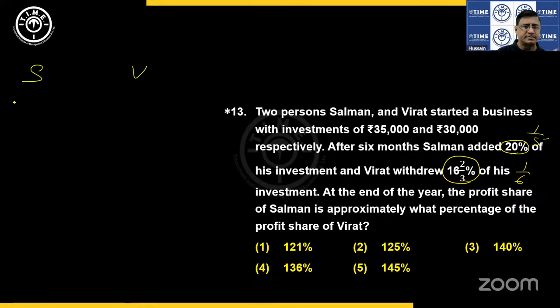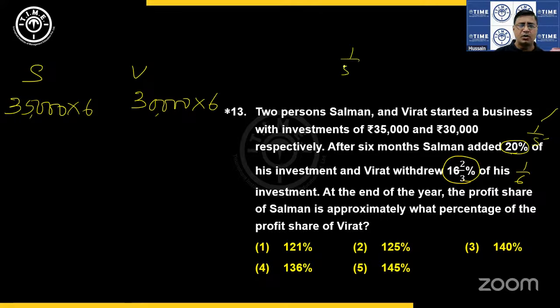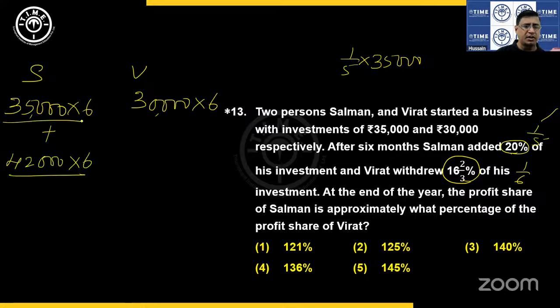Salman and Virat. 35,000 and 30,000 are their initial investments. These values they invested for the first 6 months. After 6 months, Salman added 1/5 of the value. 1/5 of 35,000 is 7,000 added here. So when 7,000 is added, it becomes 42,000 for the remaining part of the period. By adding these two, we get the total investment for the full year, full time period.